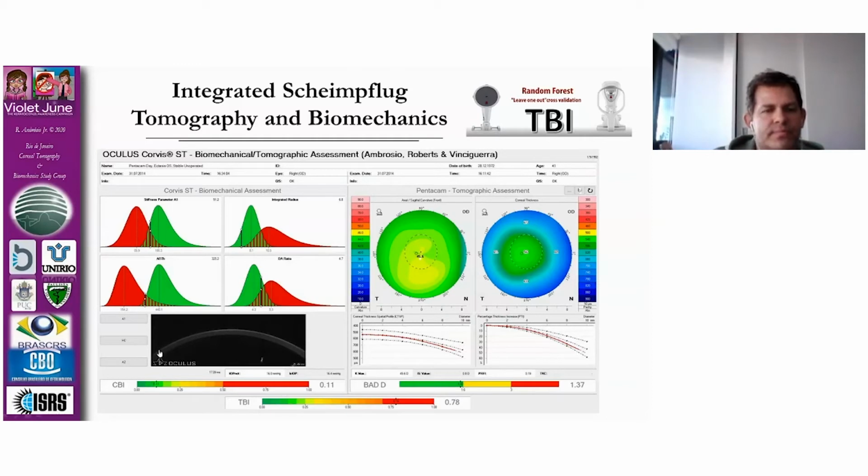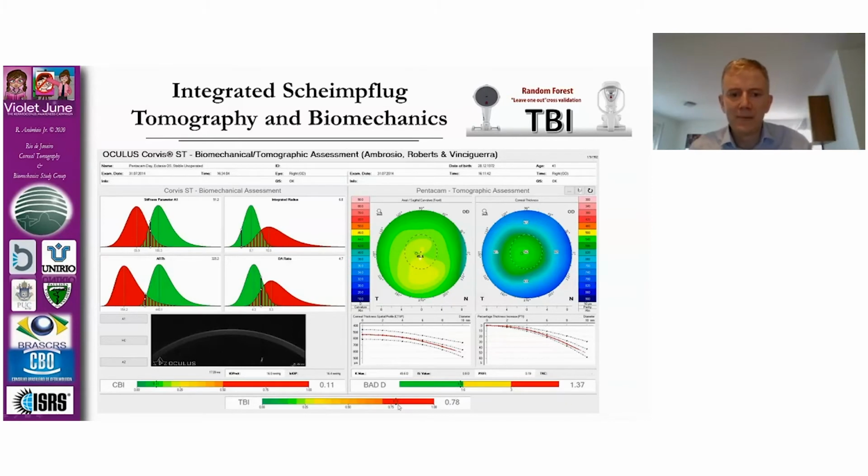Yeah, but it's a perfect example, again, of what Riccardo mentioned several times, that the TBI is not at all a combination of CBI and BADD, but a more detailed artificial intelligence score using all the data. And as you pointed out, you can see that some biomechanical indices are slightly abnormal, but what is really abnormal is the artificial intelligence score.